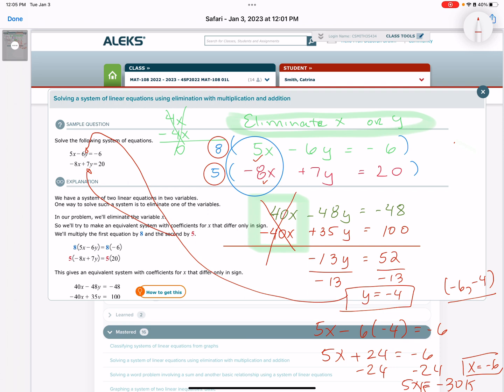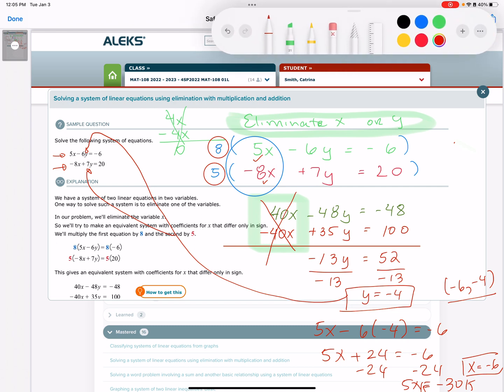It would not matter if I put it in the top equation or the bottom equation. In fact, I always encourage my students to put it in both of them just to make sure you get out the same answer. If you didn't get out the same answer, you did something wrong. Go back and check your work. All right? So again, let's go over the steps one more time.